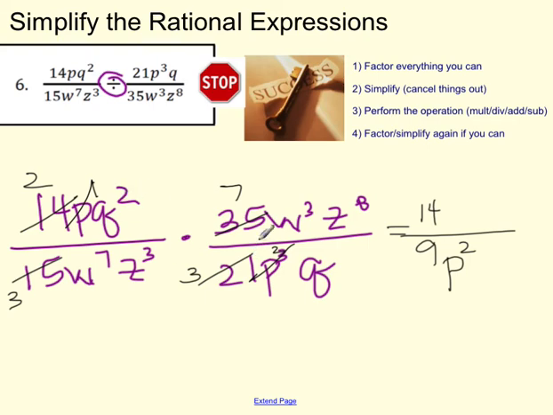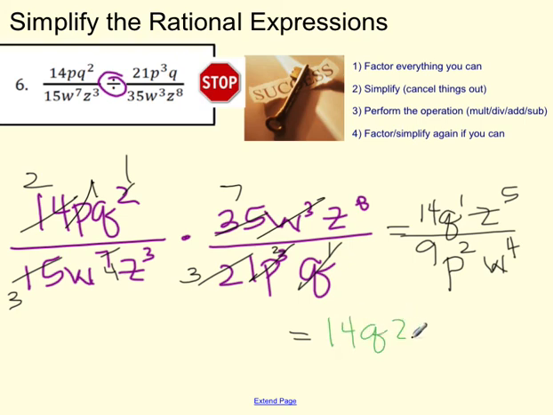Now I'm going to look at q. I have q to the 2nd and q to the 1st, larger in the numerator. So I will have q to the 2 minus 1, so q to the 1st. W, I have w to the 7th and w to the 3rd. Larger is in the denominator, so it will be in the denominator. 7 minus 3 is 4. And lastly, my z's. z to the 8th and z to the 3rd. So my larger z is in the numerator, so it's going to be 8 minus 3, which is 5. So my final answer for this one is 14q z to the 5th all over 9p squared w to the 4th.